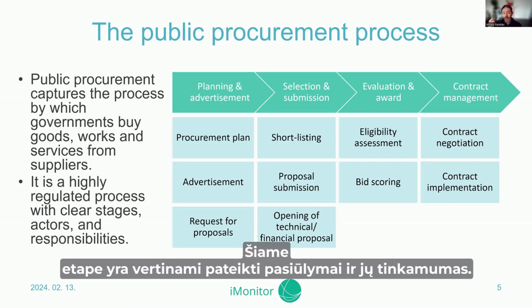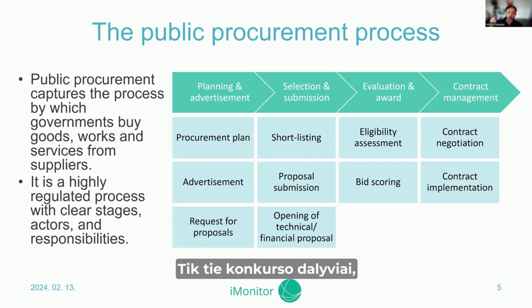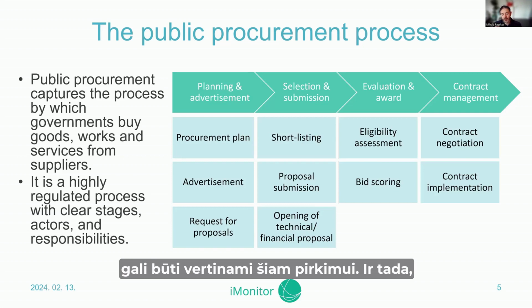After this, we move on to the evaluation and award stage. This is where submitted bids and bidders are assessed for their eligibility. That means whether they meet the minimum requirements, right? Public procurement is often complex. So only bidders who have confirmed experience and skills and technical endowments, technical specifications, only they can be considered for this standard.